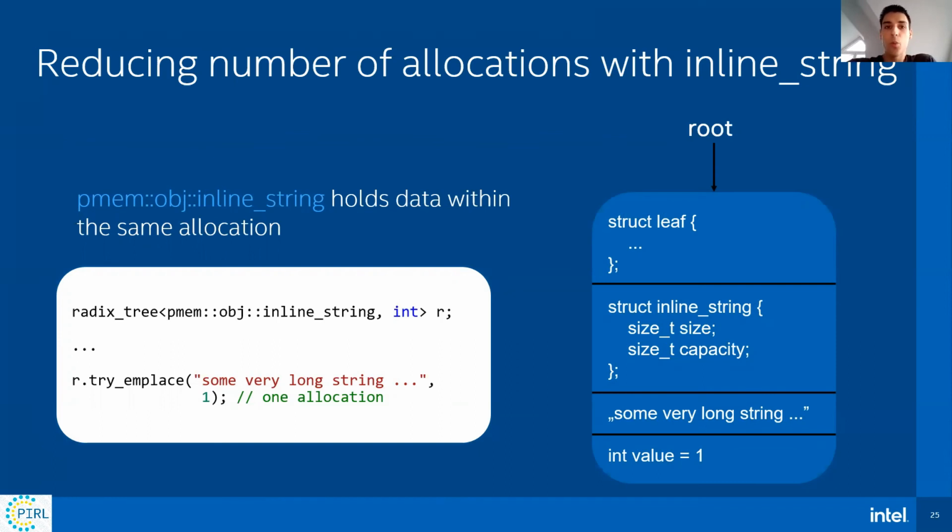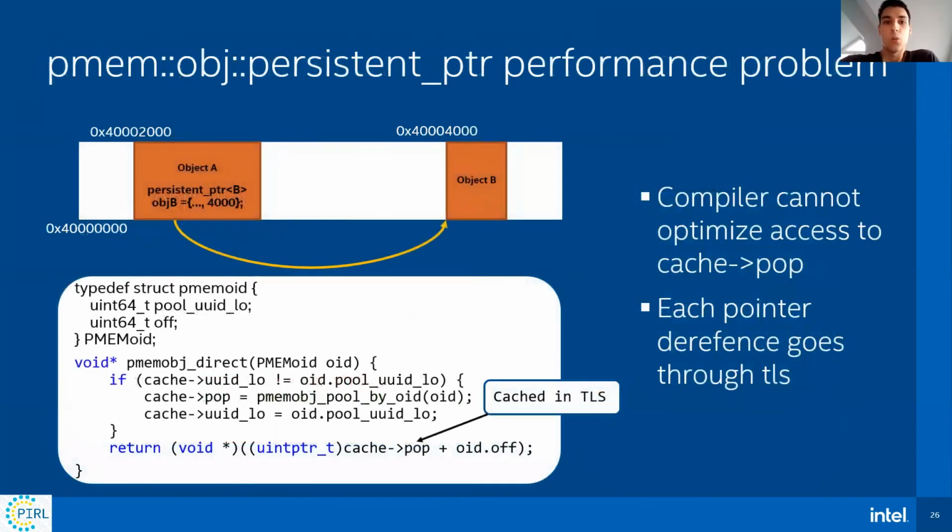Now I will say a few words about a persistent pointer performance problem. So we got a report some time ago that dereferencing our persistent pointer is very slow compared to regular pointers. And this is true especially if you do that in a loop, and you would expect that the compiler should optimize the code and there should be no significant difference between persistent pointers and regular pointers. However, it turned out that because of the way our persistent pointers are implemented, the compiler has very little optimization opportunities.